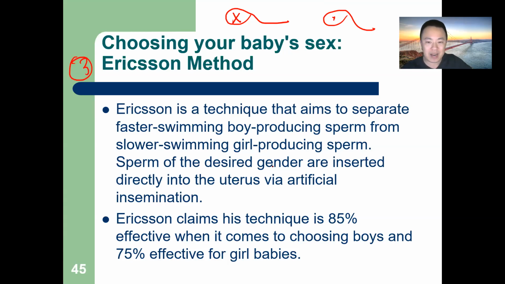So sperm of the desired sex, or gender if you want, are inserted directly into the uterus via artificial insemination. The Erickson method claims 85% effectiveness when choosing boys and 75% effectiveness when choosing girls.